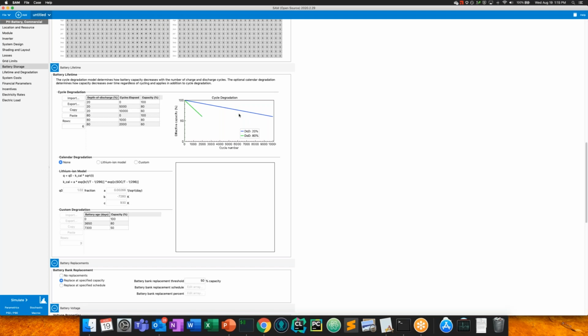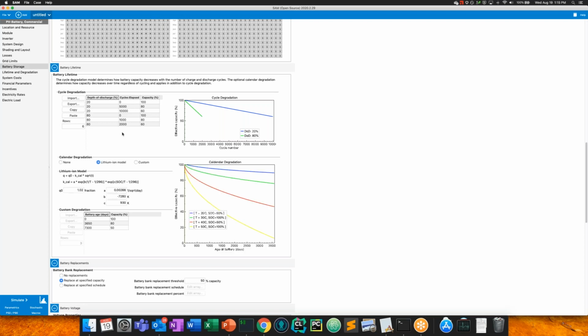As the depth of discharge increases, the life fade increases. So we can see for the depth of discharge of 20%, we reach a capacity fade of 40% only after 10,000 cycles. But when our depth of discharge is 80%, we have an effective capacity of 60% or a fade of 40% after only 2,000 cycles.